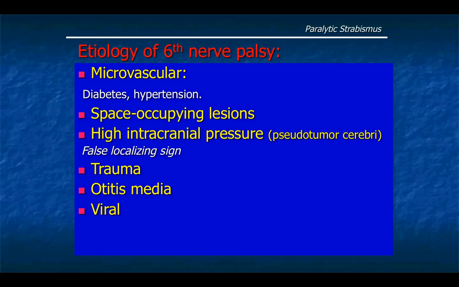It's just due to general increase of intracranial pressure and compression of the nerve against the sharp edge of the petrous part of the temporal bone, causing its paralysis. Another cause of sixth nerve paralysis is trauma, severe head trauma, for example, otitis media, which usually occurs in small children after a cold, or could be viral affection of the nerve.